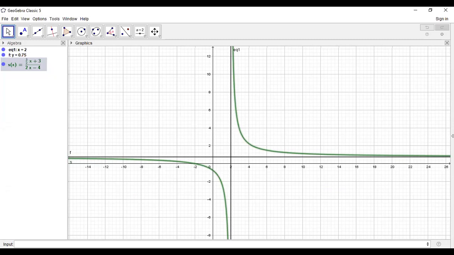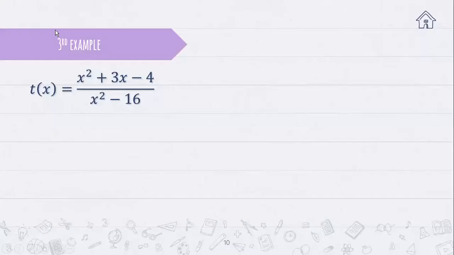And then, we have our last example. Last na lang din naman. Baka bored na kayo sa buhay. So, we have t of x is equal to x squared plus 3x minus 4 all over x squared minus 16. As I've said earlier, we need first to evaluate the function before simplifying or before finding the intercepts and the asymptotes.